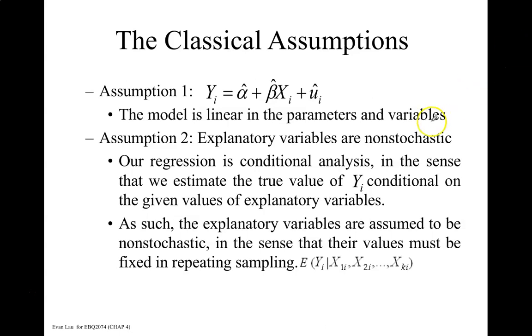Assumption number one assumes that the model is linear in parameters, linear in variables. This has been explained in the previous chapter. What's the meaning of parameters and variables? It should be linear in both.